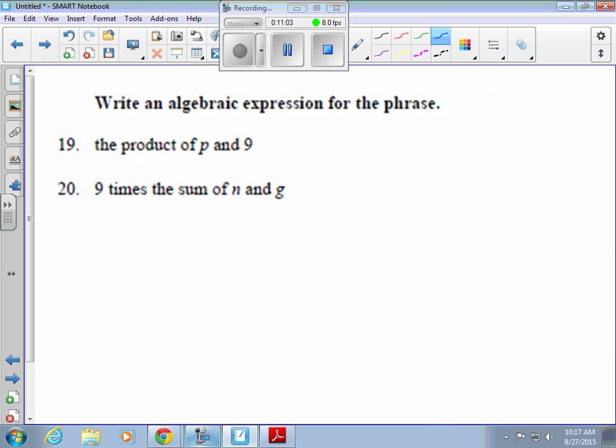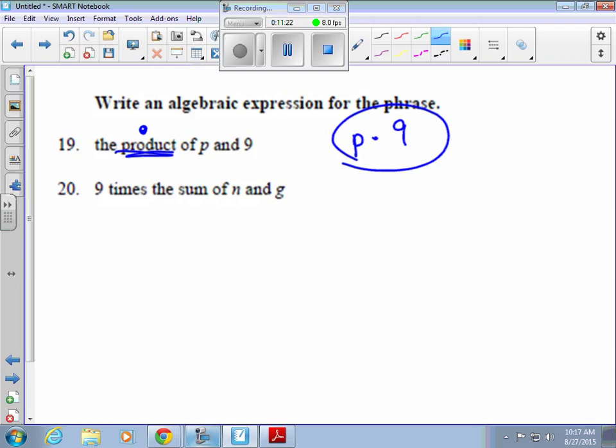Number 19 and 20 tell you to write an algebraic expression for the phrase. You have to know that product means to multiply. So P times 9. You could just as easily or even neater have written that as 9P. Would mean the same thing.